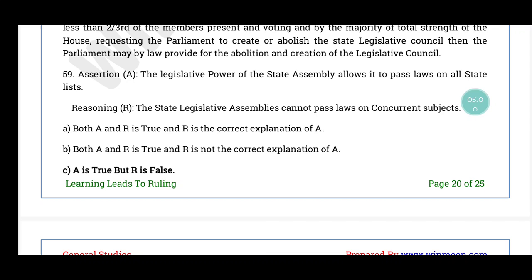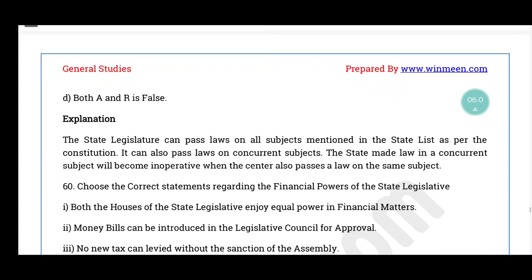The correct answer is option C. The statement is true but the reason is false. State legislature can pass laws on all subjects mentioned in the state list as per the Constitution. Similarly, it can also pass laws on concurrent subjects. But regarding concurrent subjects, if the state makes a law on a concurrent subject, it becomes operative only when the center also passes a law on the same subject.